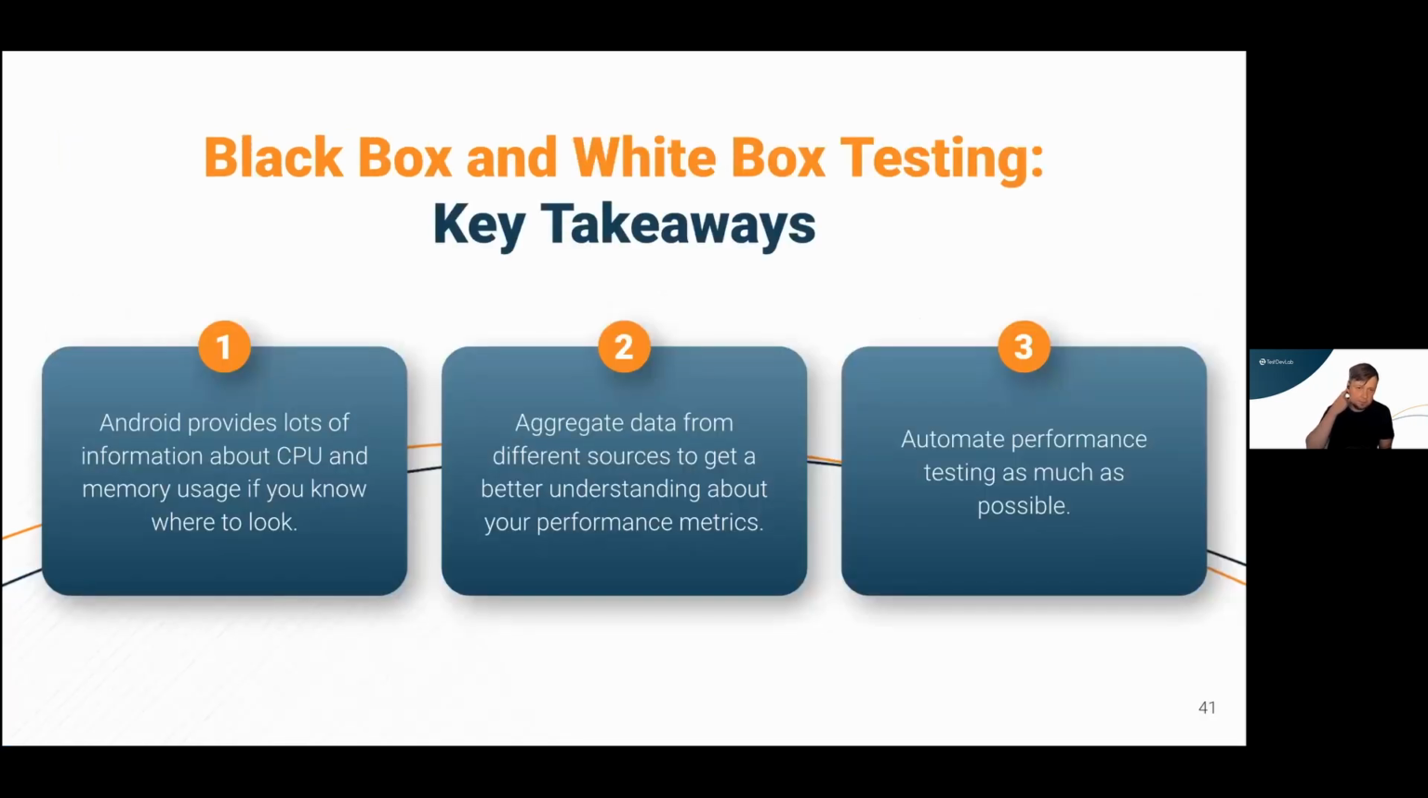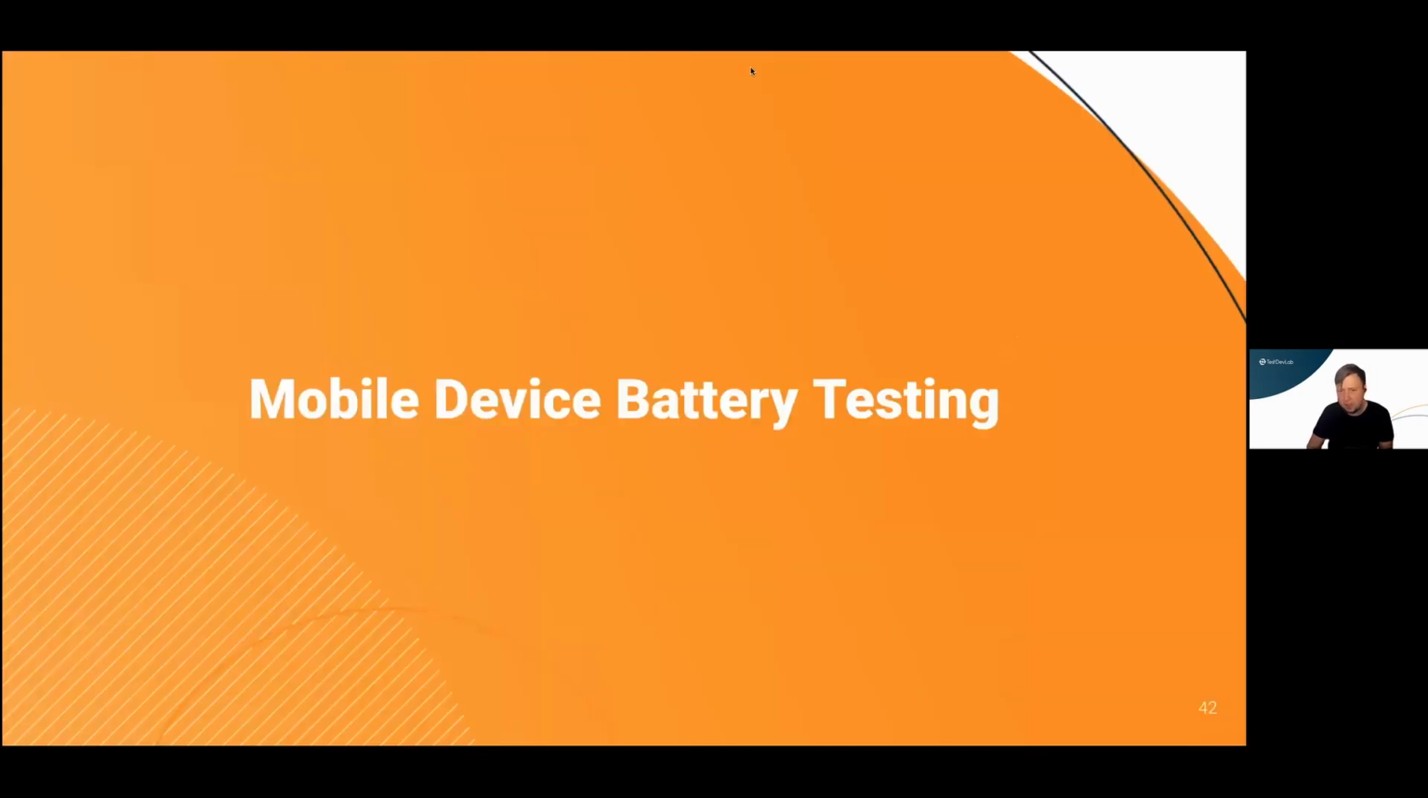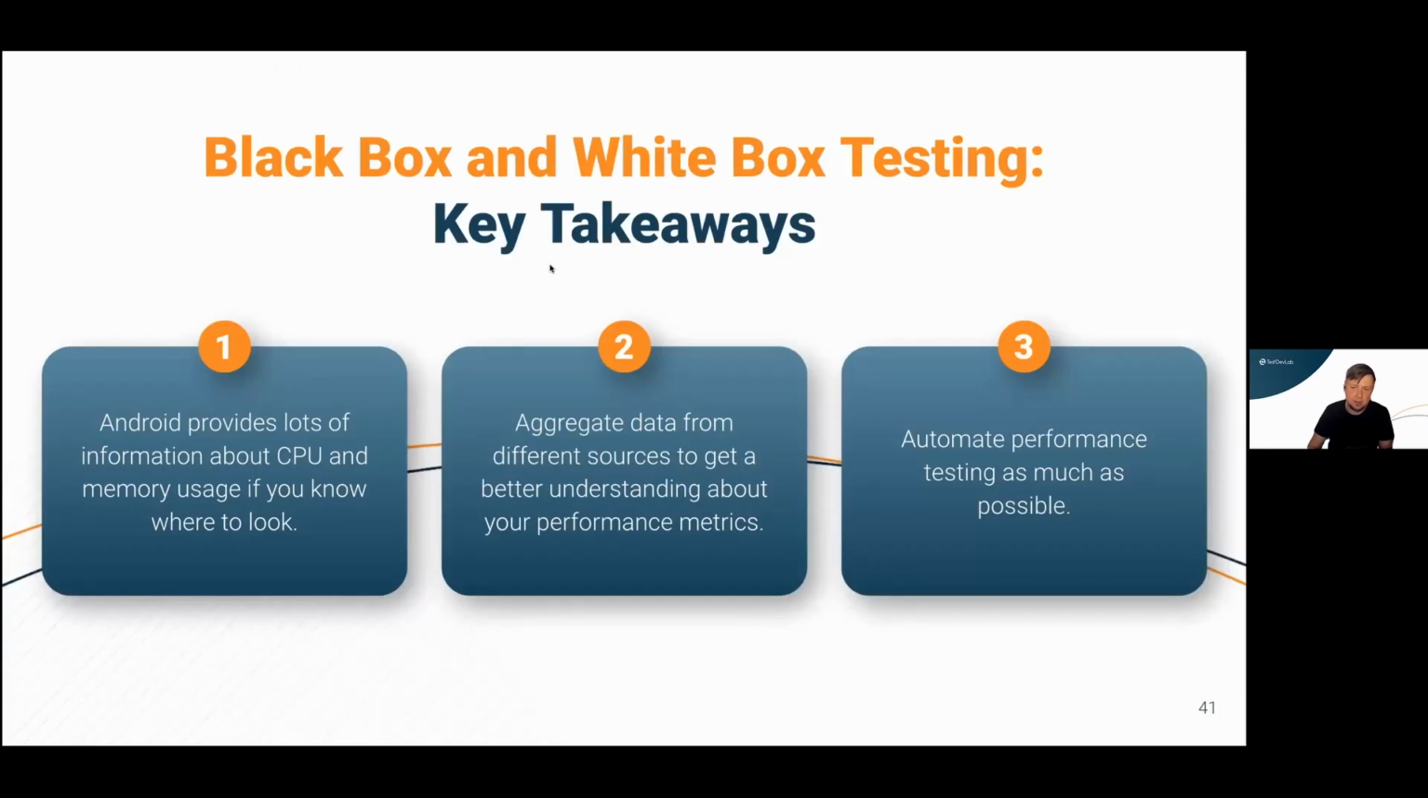The main takeaways I have for this are, first, Android provides lots of information about CPU and memory usage if you know where to look and how to use that information. Secondly, aggregate data from different sources to get a better understanding of the overall performance picture. And look at the memory and CPU metrics across longer timelines as well. Don't just look at what's happening right now on your device, but let monitoring run for some minutes or hours or days and see if you can spot anything that shouldn't be there.